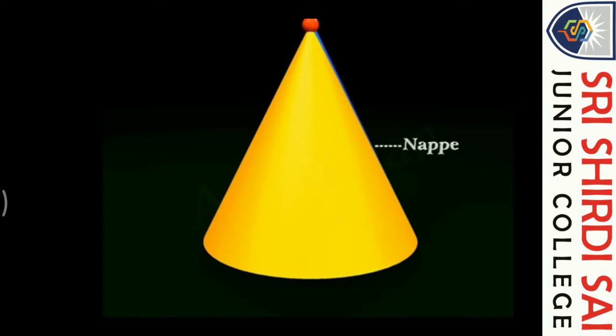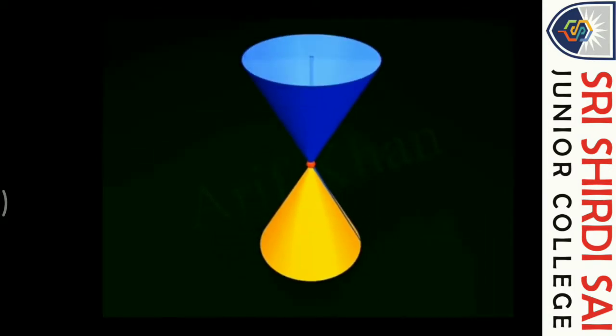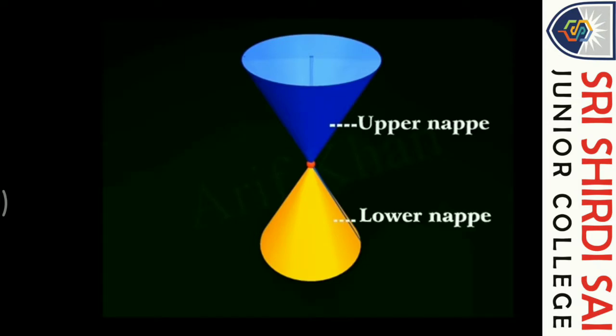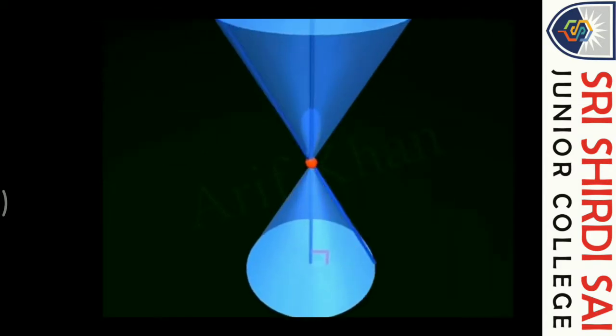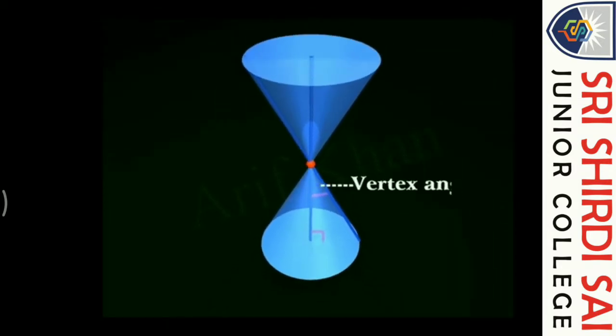The lateral surface of a right circular cone is called a nappe. The double right circular cone has two nappes. The nappe above the vertex is called the upper nappe, and that below the vertex is called the lower nappe. And the angle between the generator and the axis is called the vertex angle.